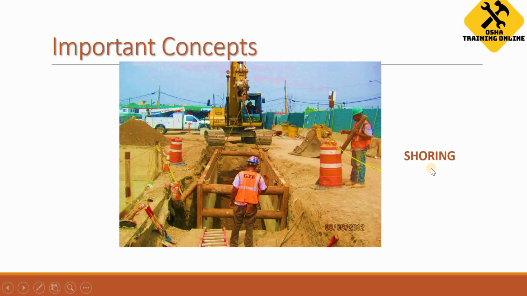So it's called shoring. You should make clear your concept that this is a trench and these are the metal rods. They are placed here to support these sides of the excavation. These sides have been supported because they may break down. This side soil may break down and fall on the worker. So this is called shoring.